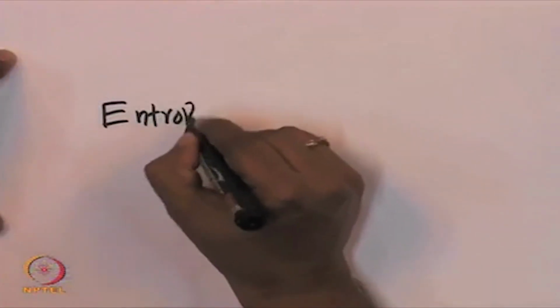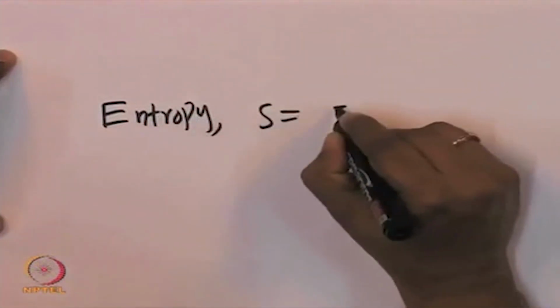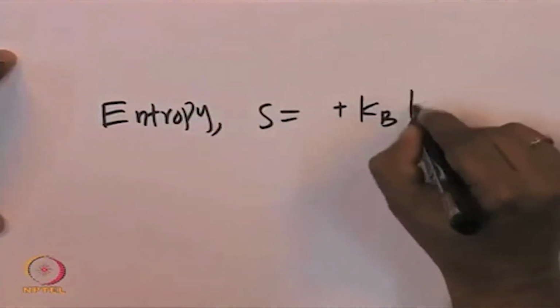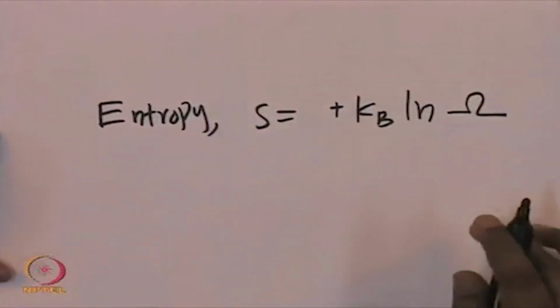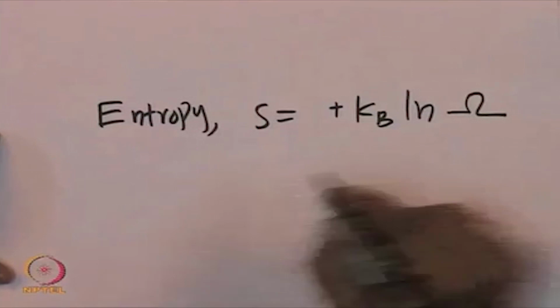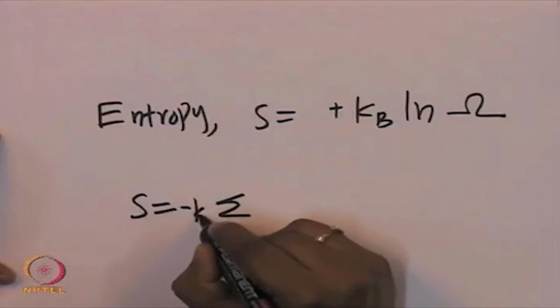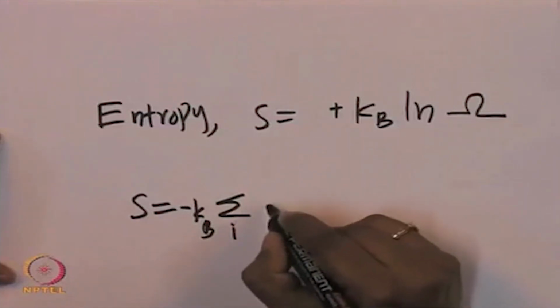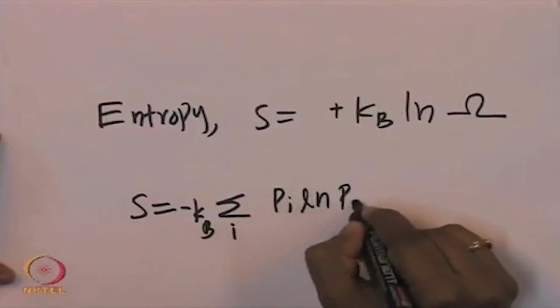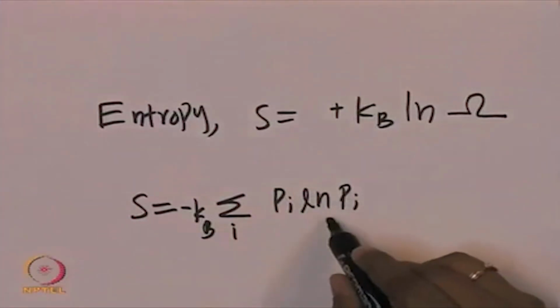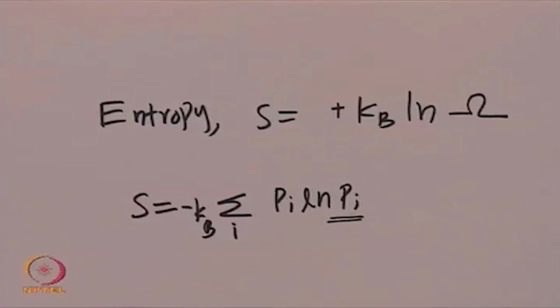If we could count the number of states, and we call it omega, we defined entropy S as Kb log omega. This is when all states are equally possible. We also wrote an expression: minus Kb sum over i of Pi log Pi, where Pi is the probability to be in a particular state i.